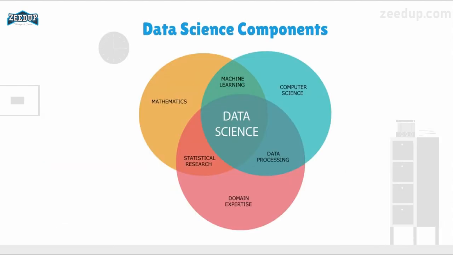Now, if we talk about the different components of data science, let us just start with the basic concepts of mathematics. So basically there are 7 components. Let us start with mathematics.